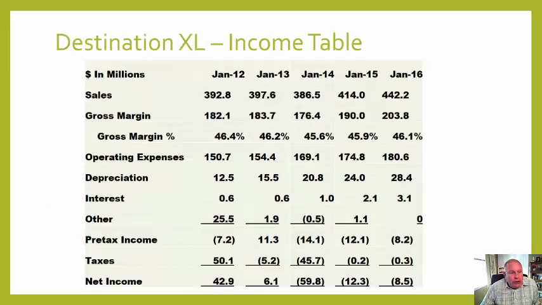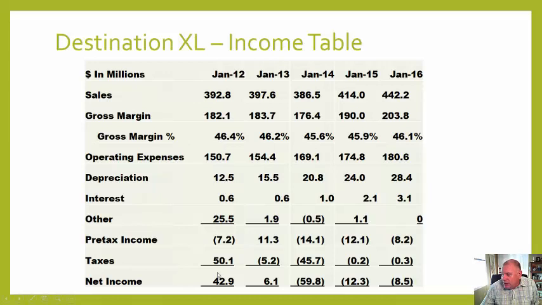Now, I took Destination Excel, which I previously showed you. This is an income table, and I've highlighted the key components. Everybody's is going to be a little different based on your company, and you can tell it's formatted in millions. But how do we compare these?